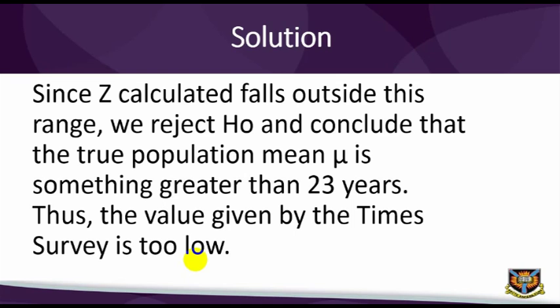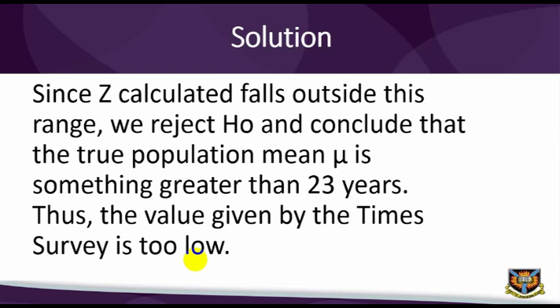Step 3. Compute T. T is equal to mean 1 minus mean 2 over SED, which is equal to 20.5 minus 16.2 over 3.4, which is equal to 4.3 over 3.4, which is equal to 1.26.